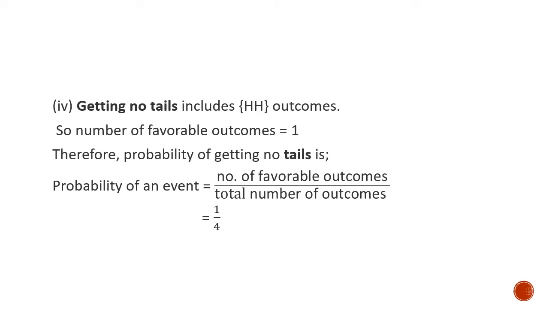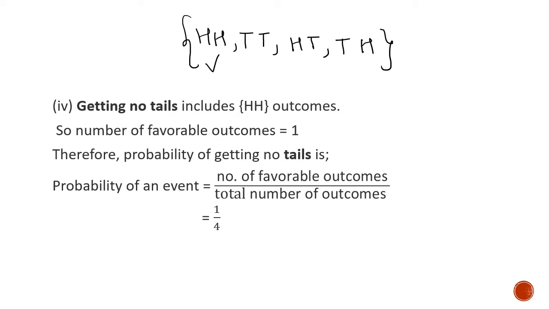Now for the fourth subpart, we have getting no tails. Let me write down our sample space. With that, it becomes easier to observe and check all the possibilities that we have. Yes, getting no tails. We want only those outcomes which do not have any tails. First is heads and heads. Yes, there are no tails, so this is a possibility. Next is tails and tails. There are 2 tails, a big no.